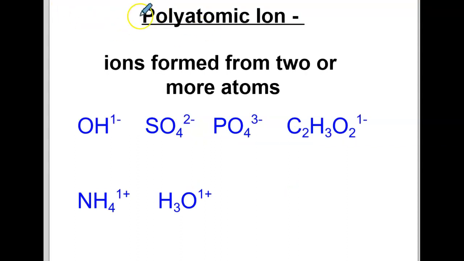Polyatomic: poly means two or more. Ions form from two or more atoms. So here we have two atoms, oxygen and hydrogen with a charge, sulfur and oxygens with a charge, phosphorus and oxygens with a charge. We have carbon, hydrogens, and oxygens with a charge, nitrogen and hydrogen with a charge, hydrogen and oxygen with a charge. So all of these are polyatomic ions versus monatomic ions because they come from two or more atoms acting as a unit.